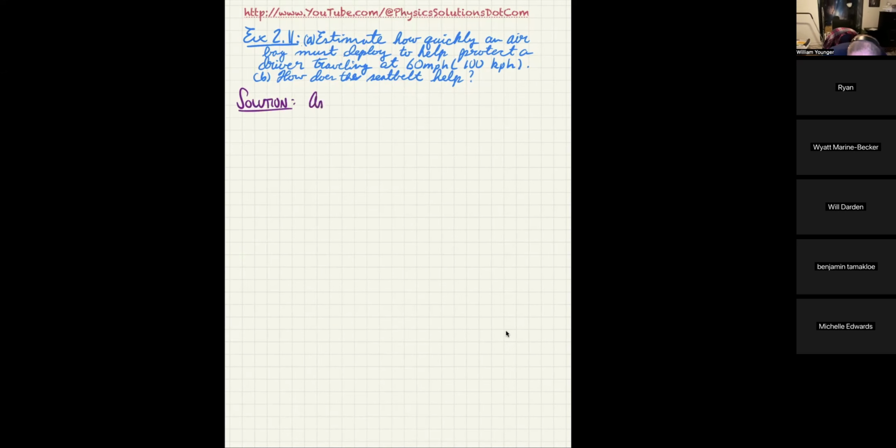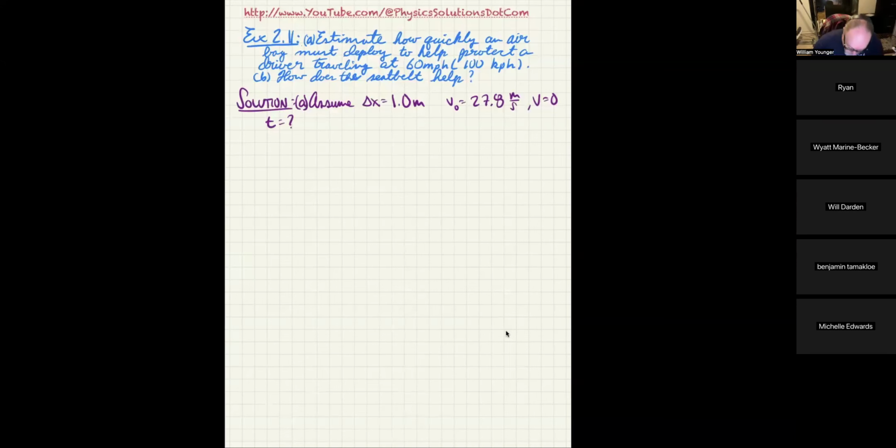So I assume delta x is equal to 1.0 meters. V0 is equal to 27.8 meters per second, and V final is equal to 0. Okay. What I want to figure out is t is equal to the question mark. So this is all part A.